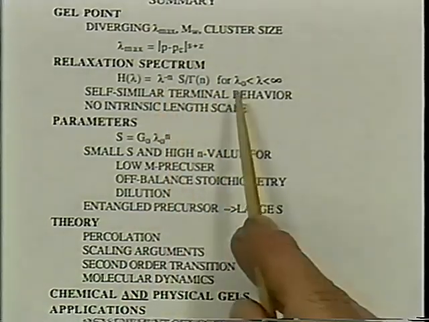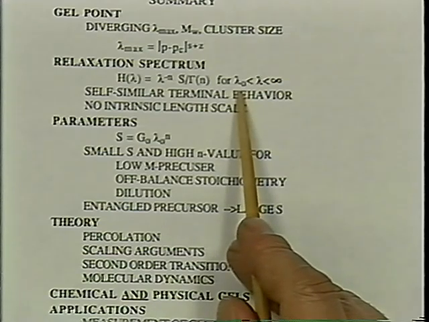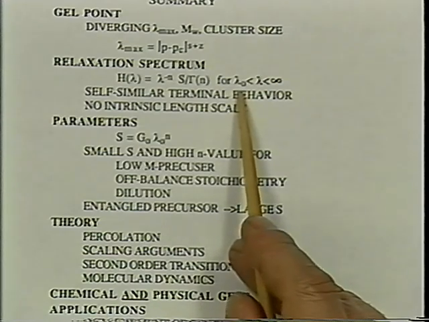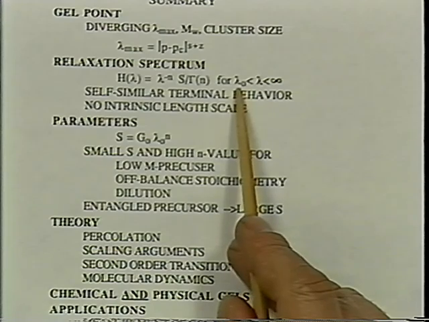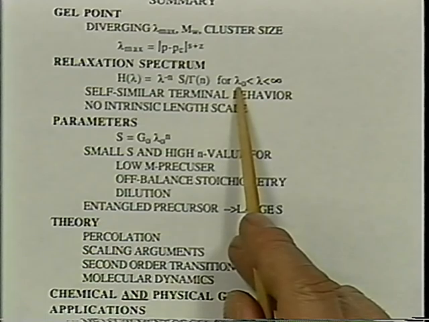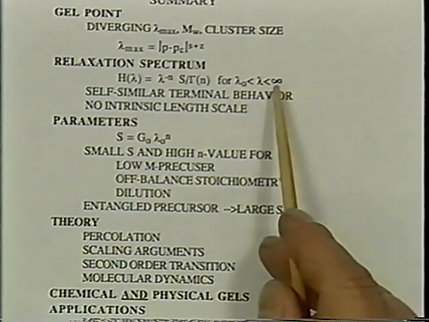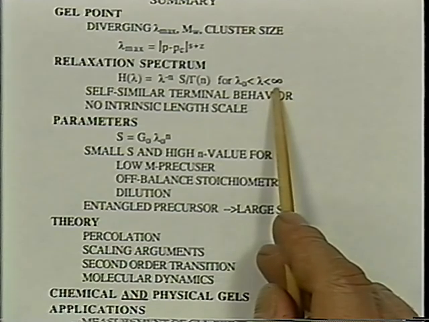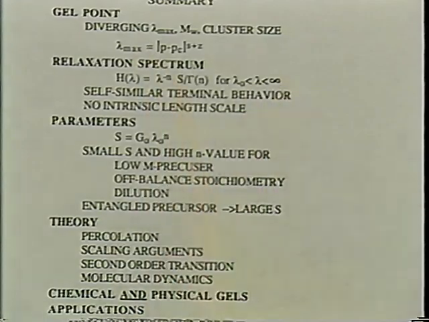And this spectrum holds between a lower limit, which at low molecular weight precursors is given by the glass transition, and in higher molecular weight precursors is given by the entanglement behavior, when we talk about tough gels. And the upper limit is really infinite. We're having the longest relaxation time diverging as discussed here.